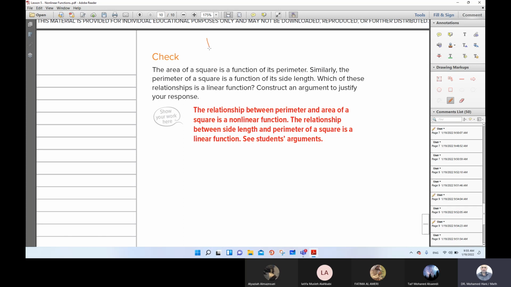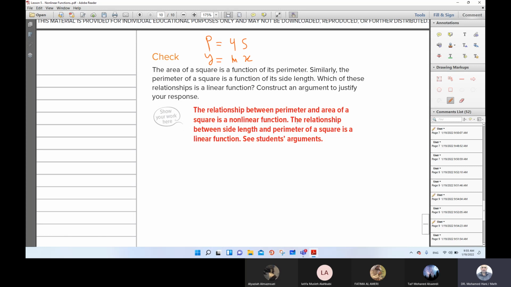The perimeter of the square equals 4s. So this is like y equals mx, and the value of y at x equal 0 is 0. So it means this is linear.